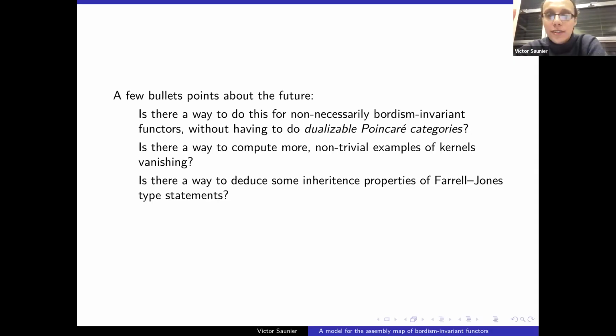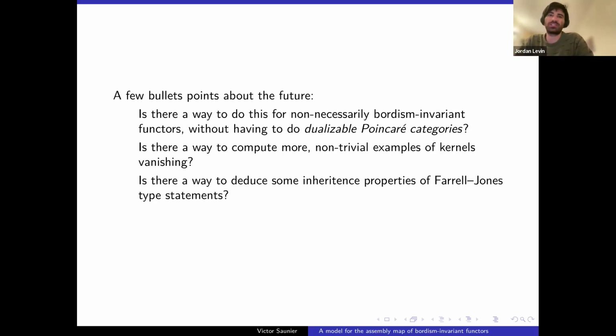I don't think the methods that we used here can tell you this kind of thing. Yeah, I think somehow, for all these categories of motives, which are built from stable categories, from certain functor categories to stable categories, like motives for G-equivariant things, these behave much more like the usual local non-commutative motives than the category of Poincare motives or these bordism-invariant motives. They have a very, very different flavor.